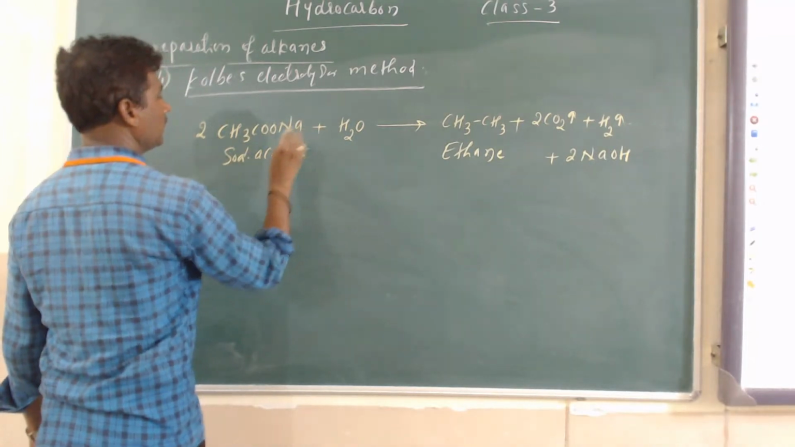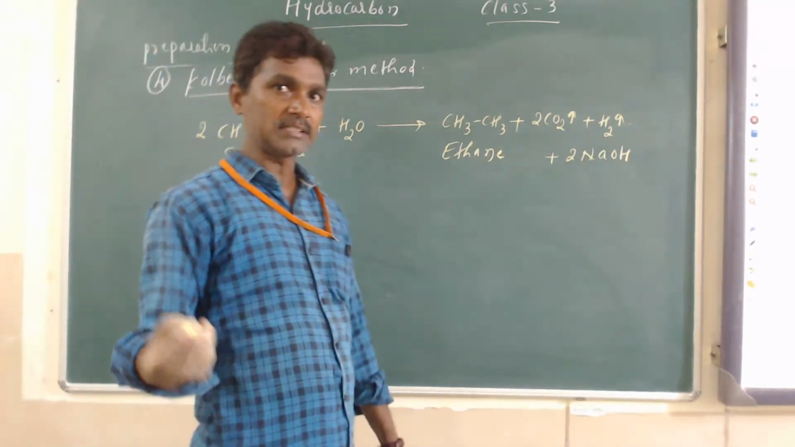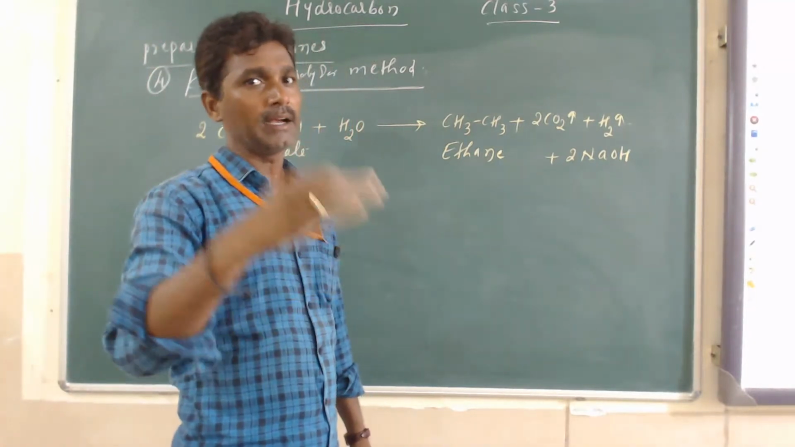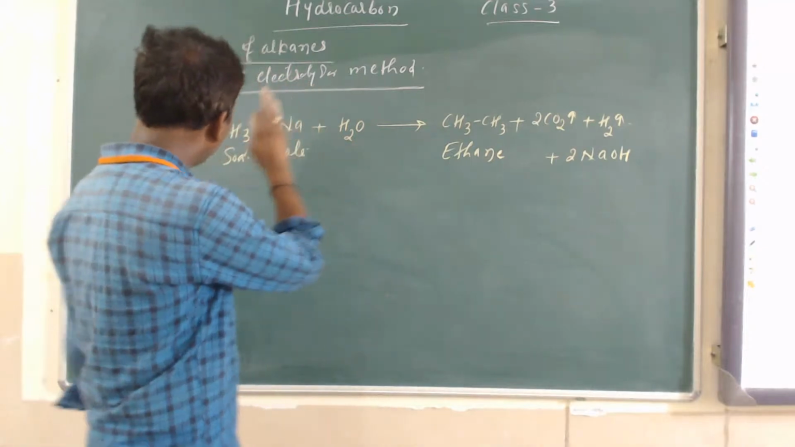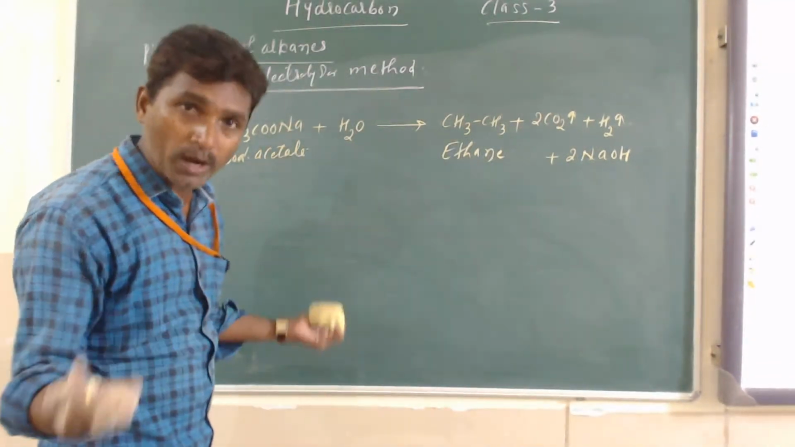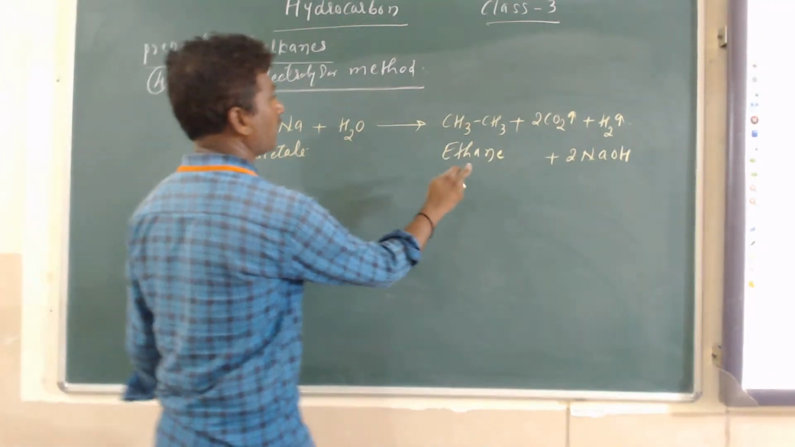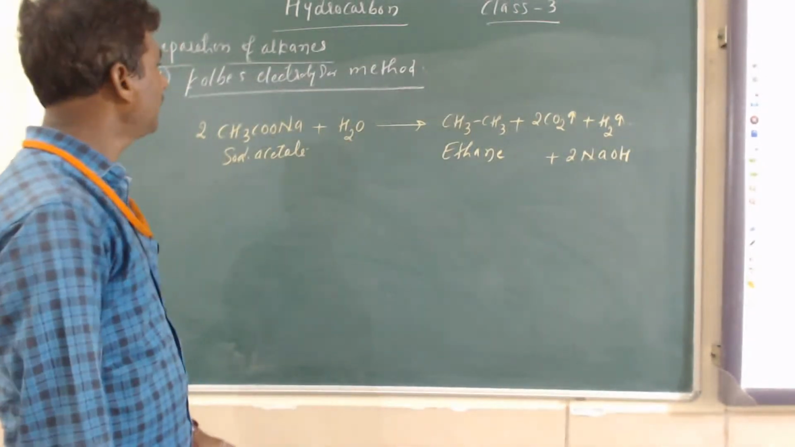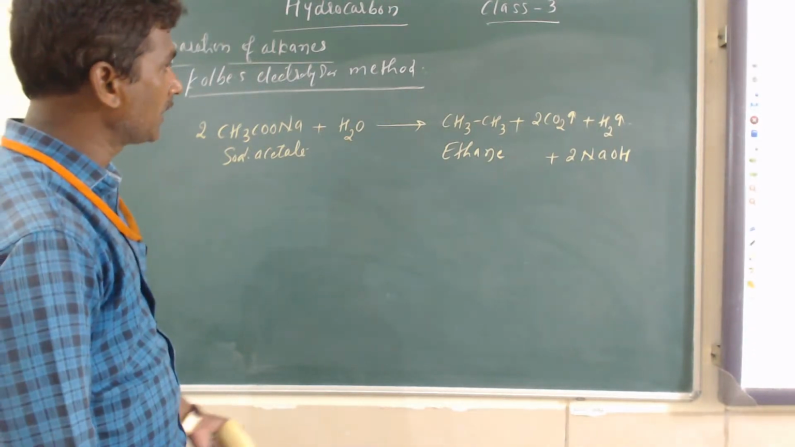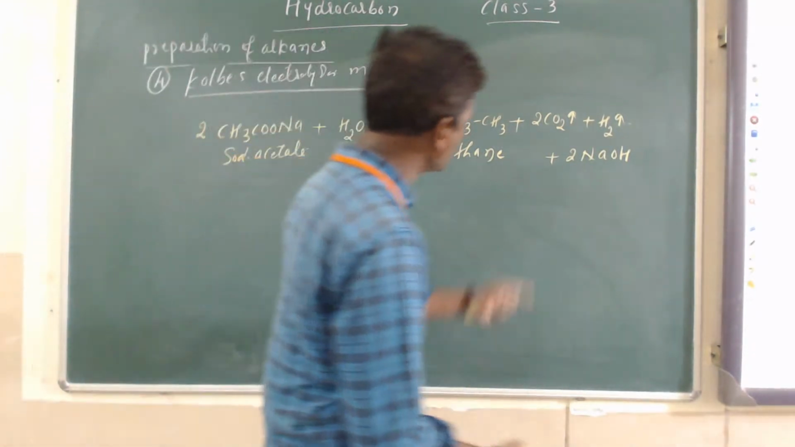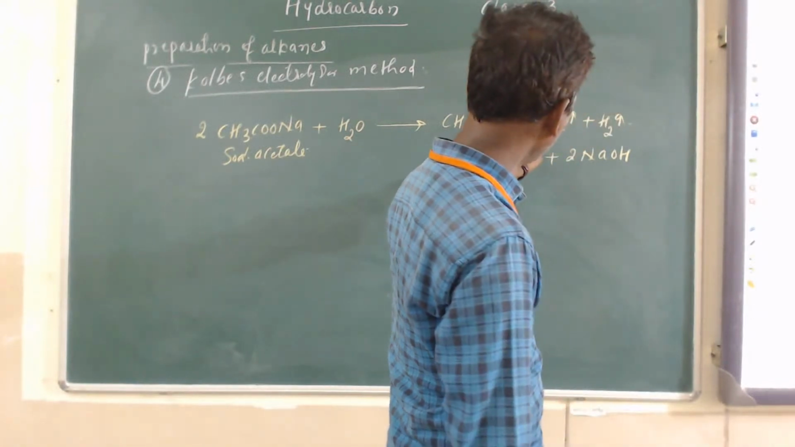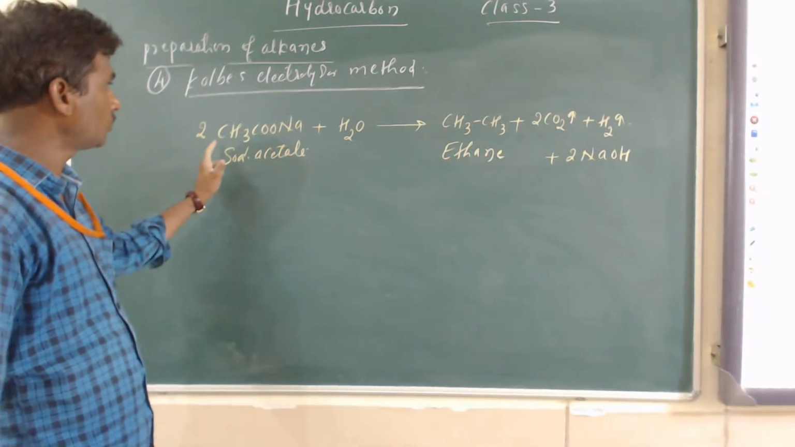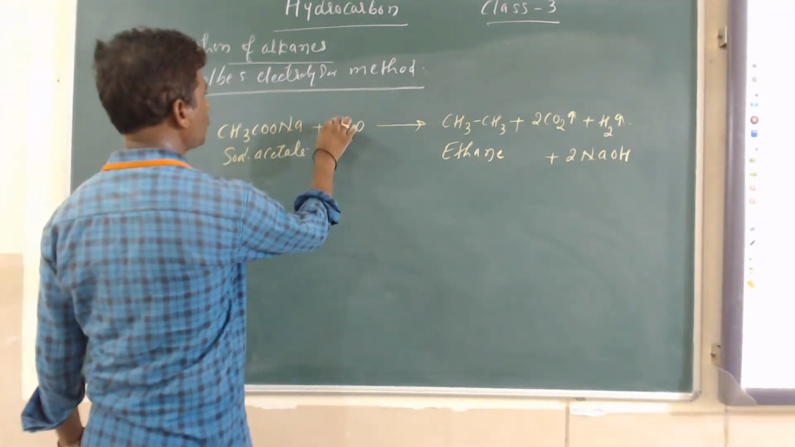In the previous case, sodium acetate reacts with NaOH plus CaO, soda lime, and gives methane. But here the same sodium acetate by the electrolysis method gives ethane, yes, my dear students. Here how many oxygens are there? 2 into 2, 4, plus 2, 6 oxygens are there. Here 2 into 2, 4, it means 2H2.